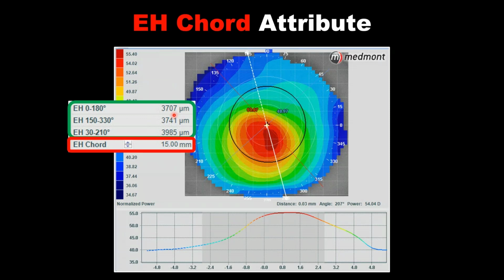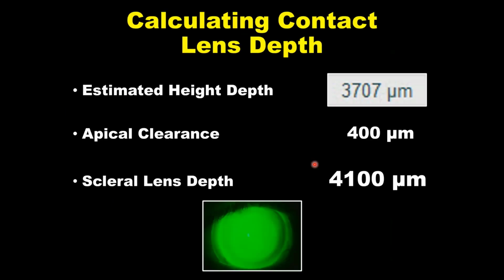So I wouldn't be surprised if I put a lens on eye and I slightly underestimated the height of the eye, because there's a differential in elevation depending on the axis that we're looking for. So we're going to do a really simple formula. We'll take the estimated height from the Medmont. We're going to add the fluid layer that we want on application of the lens. 3,707 plus the 400 microns tells us we need a 4,100 micron lens.